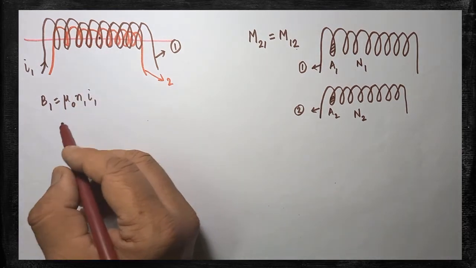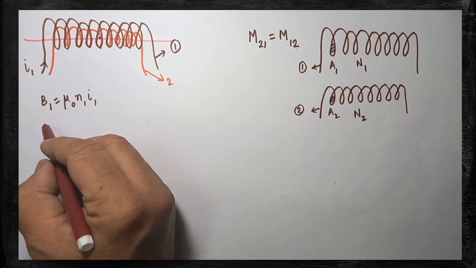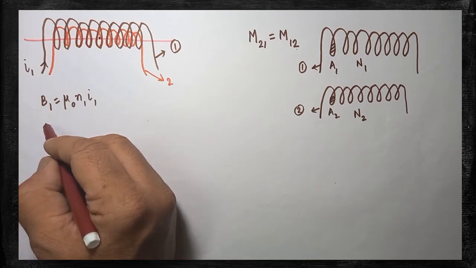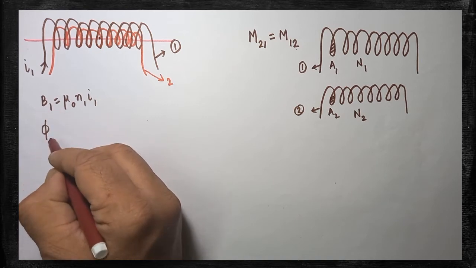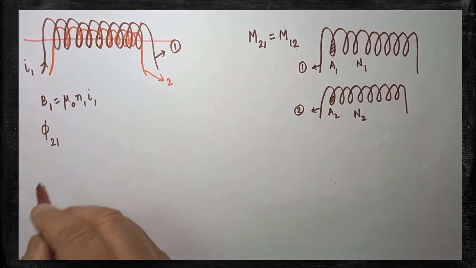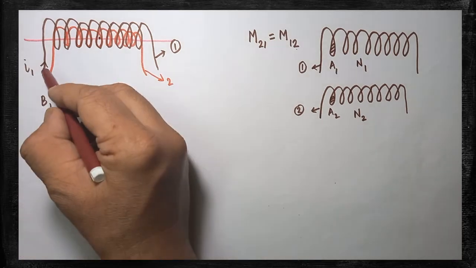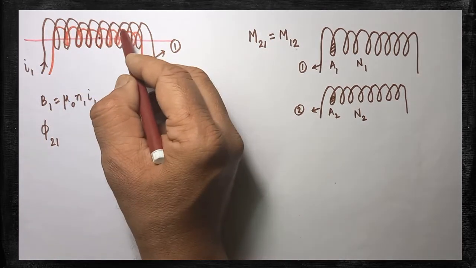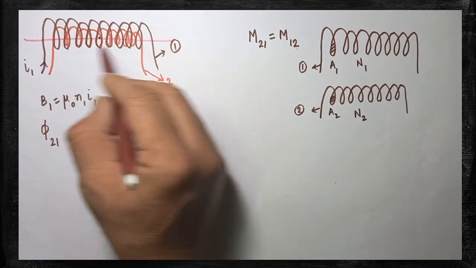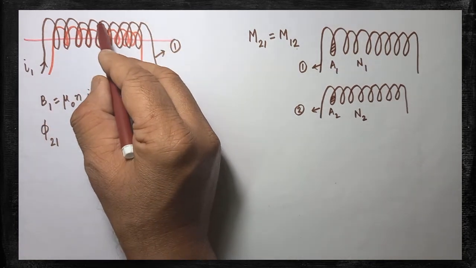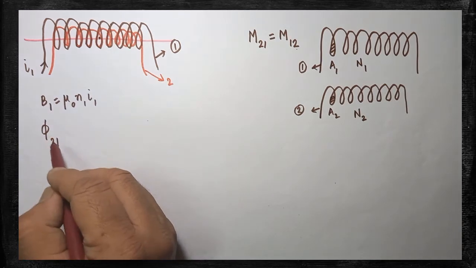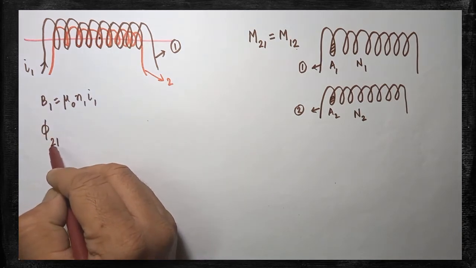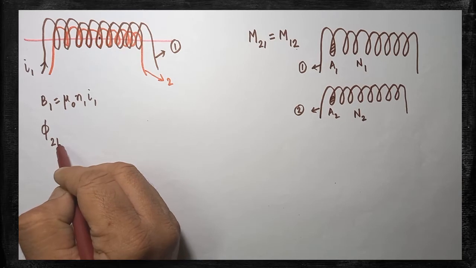Now we are going to calculate the magnetic flux linked with the second coil with respect to the first coil. After calculating B1, we are going to calculate phi 21. What is phi 21? When current passes through this coil, flux will be created in the first coil, and some amount of flux is also linked with the second coil. Therefore, phi 21 means the magnetic flux linked with the second coil with respect to the first coil.